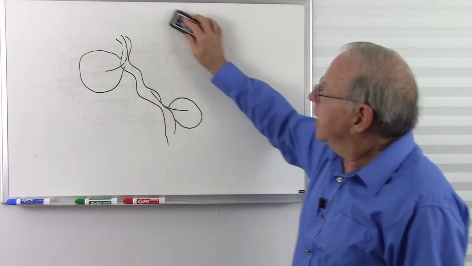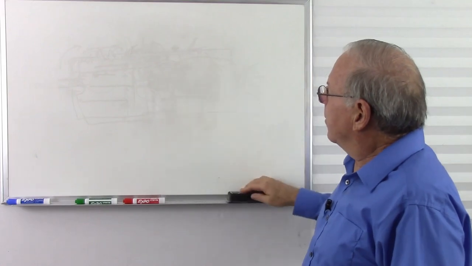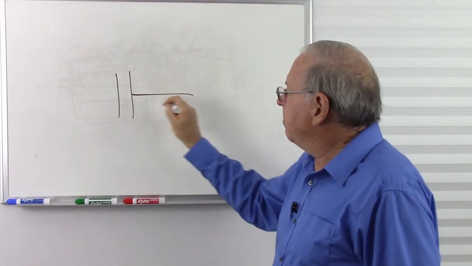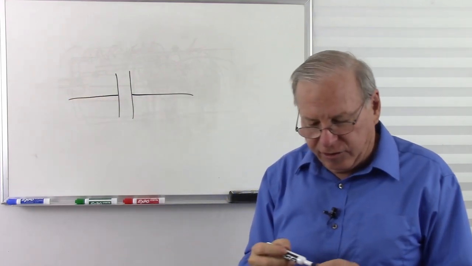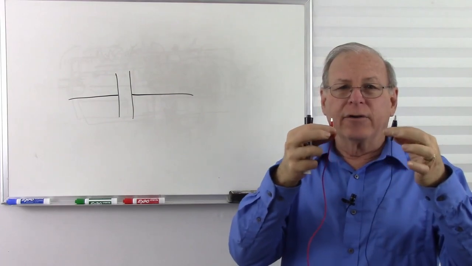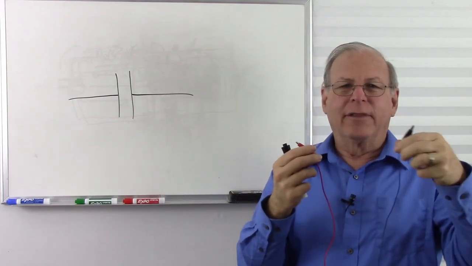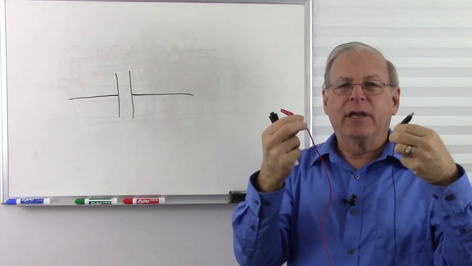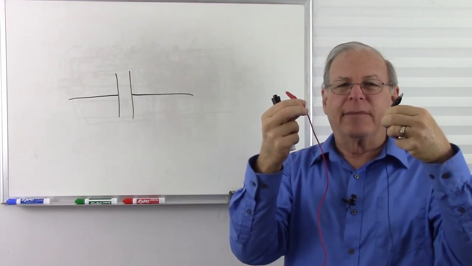So let's take a look at how capacitors work a little bit again. They are two bits of metal separated by insulator, so two conductors separated by an insulator. So if I hold up these two wires, here's a conductor, there's another conductor, and there's insulation between them. Are they acting like a capacitor? Yes, they are. I have a capacitor in my hands.